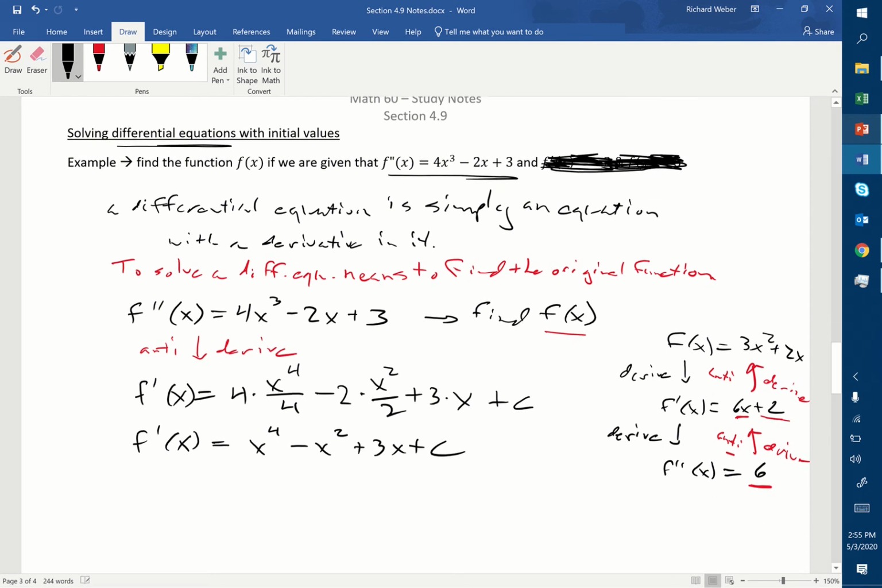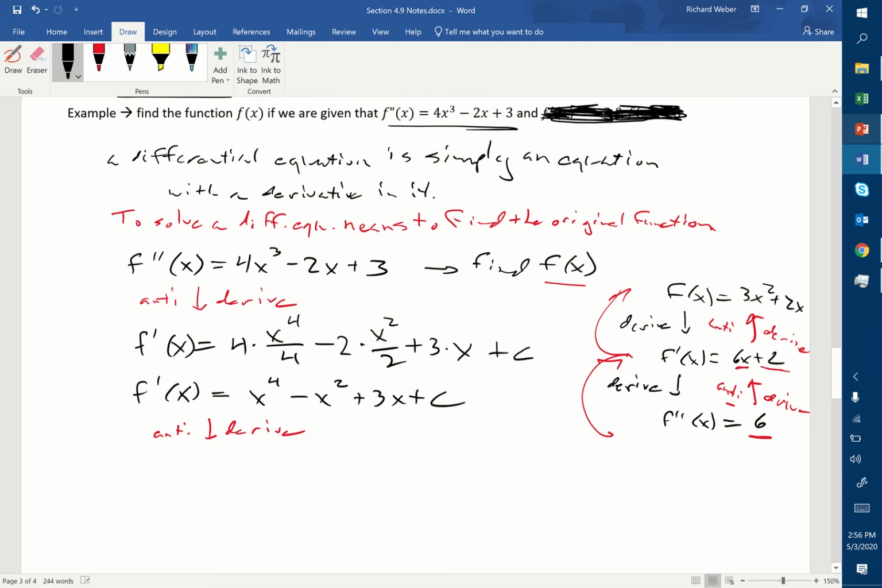But they want the original function. We are at the first derivative level, right? We're going down, going down. Okay, now we're going up and going up. We're going in this direction, right? So we are going to, guess what? Anti-derive again. Pretty straightforward. And so we would say, instead of f prime, now I'm going up to the original function level. You ready to do that?